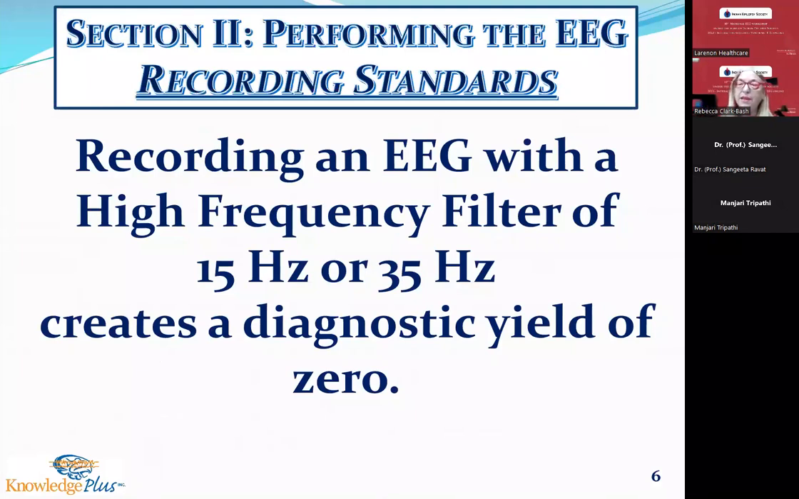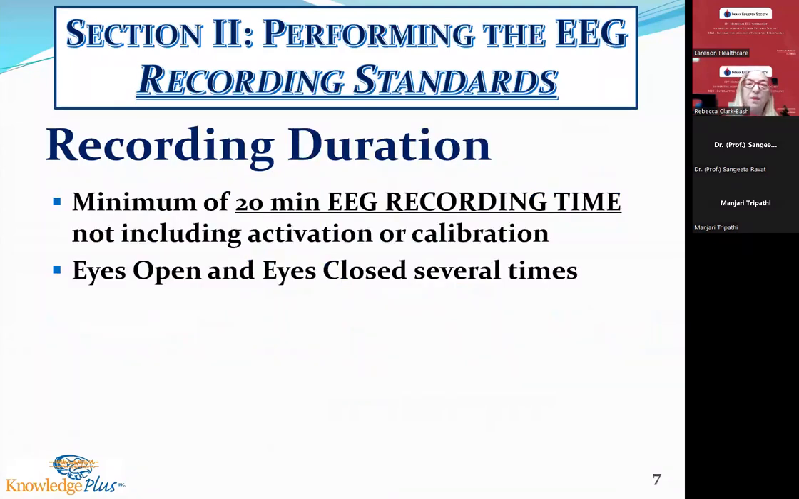The answer to that is these machines used to also do double duty in the sleep diagnostic lab. That's why that filter is there. And the rule for the 35 hertz high filter is use it only for short periods of time after you've done everything to ensure that the record is free of muscle. The minimum recording time, according to the ACNS and the International Society, is 20 minutes, and that is excluding your hyperventilation, your photic stimulation, and your attempts to get sleep.